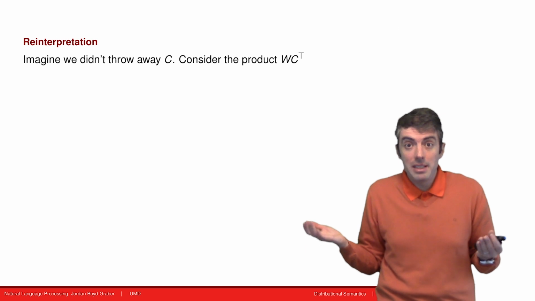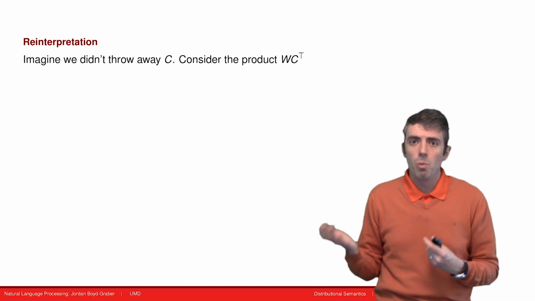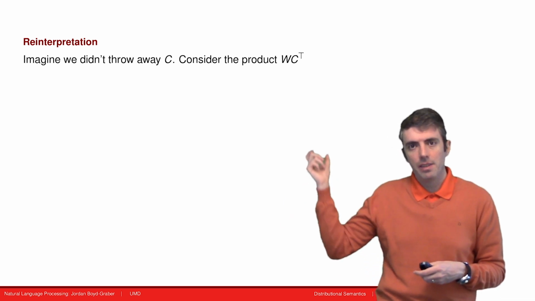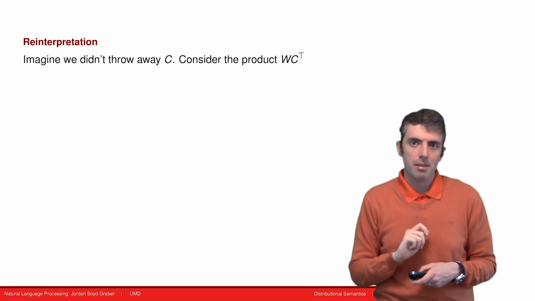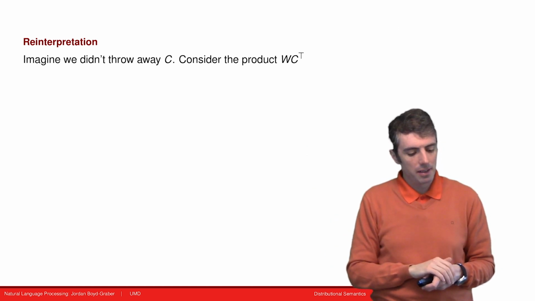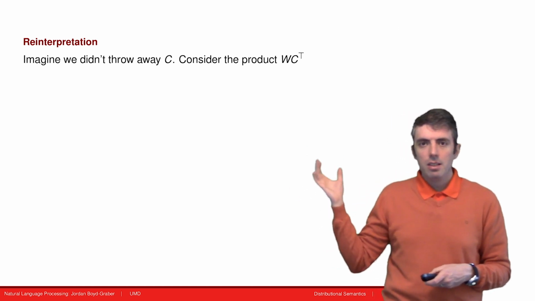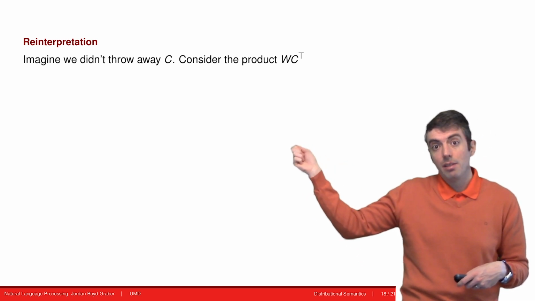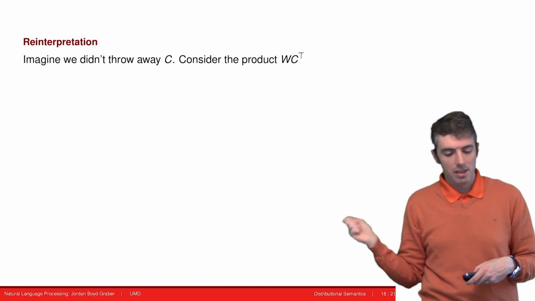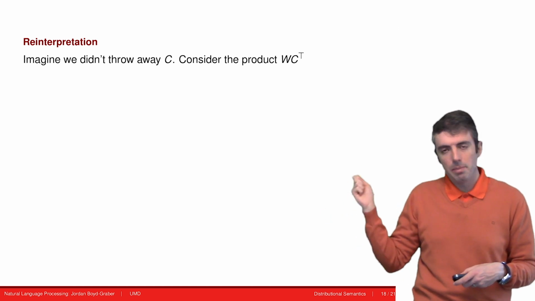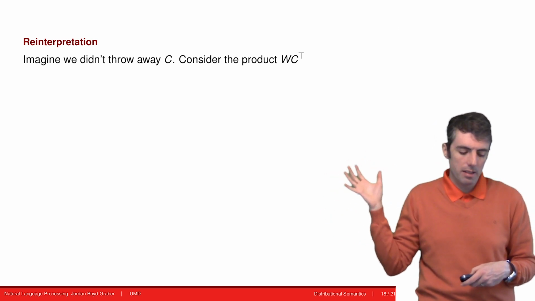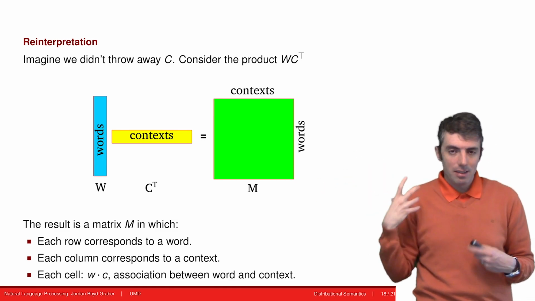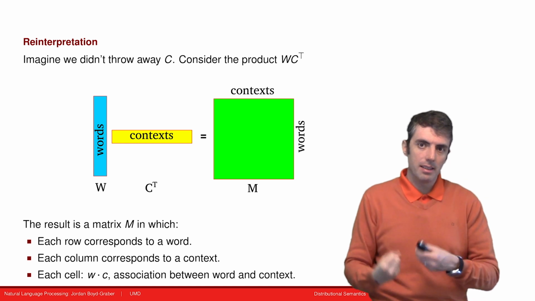But imagine that we didn't throw it away. Let's say that we had both of these matrices. Now let's take the product of the W matrix and C matrix, but we'll transpose the C matrix. If you took this product, you would then recreate a matrix that is context by word. This just corresponds to how often words appear together, and each cell is implicitly the association between a word and its context.